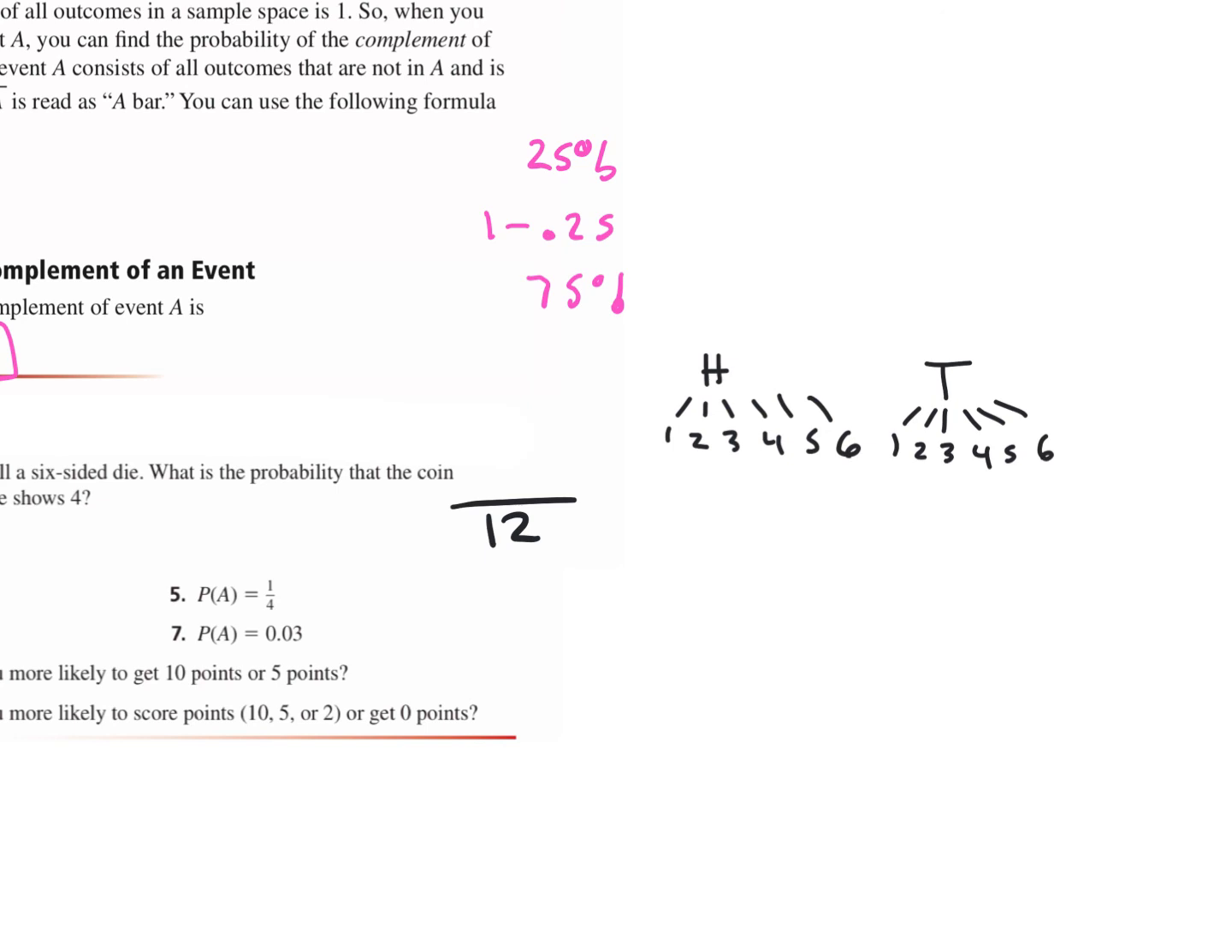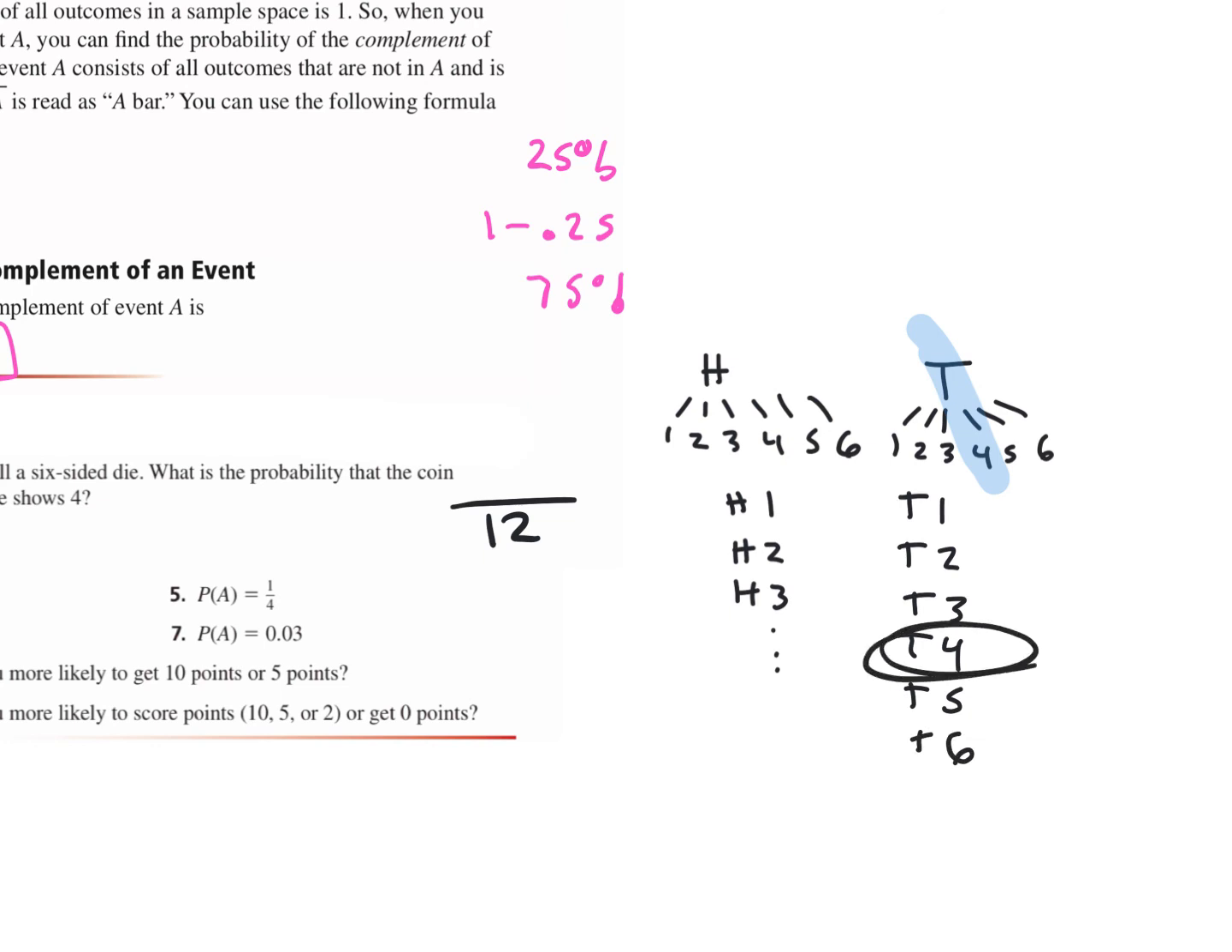Now, what is the probability that the coin shows tails and the dice shows 4? How many of these do we have that are tails and 4? 1. Just here. Remember, if we were to write this, it would be heads 1, heads 2, heads 3, so on. Tails 1, tails 2, tails 3, tails 4, tails 5, tails 6. So the only one that is tails and 4 is this one here. So how many out of 12? 1. So this is our probability.